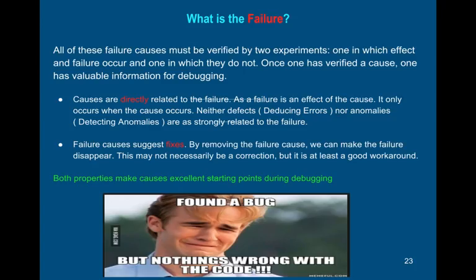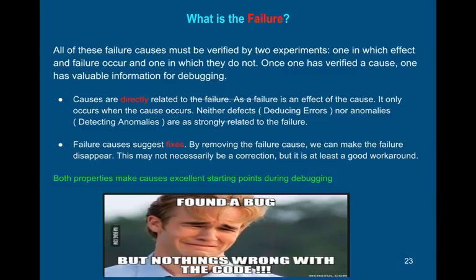What is the failure? All of these failure causes must be verified by two experiments, one in which the effect and failure occur and one in which they do not. Once one has verified a cause, one has valuable information for debugging. Causes are directly related to the failure. What does that mean? As a failure is an effect of the cause, it only occurs when the cause occurs. So neither defects, which is deducing errors, nor anomalies, which is detecting anomalies, are as strongly related to the failure.